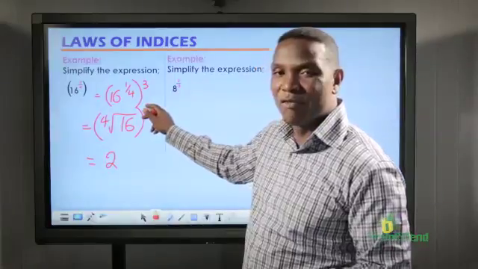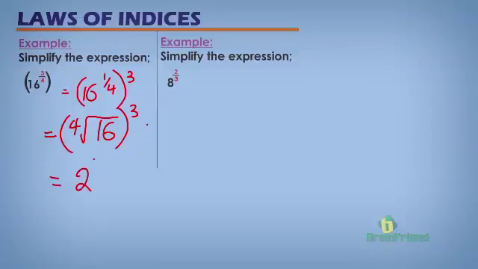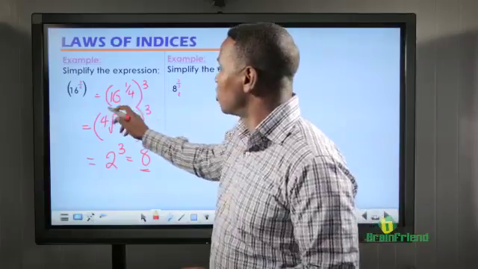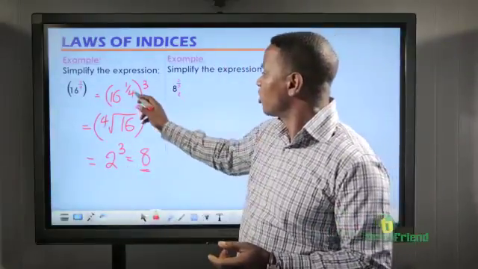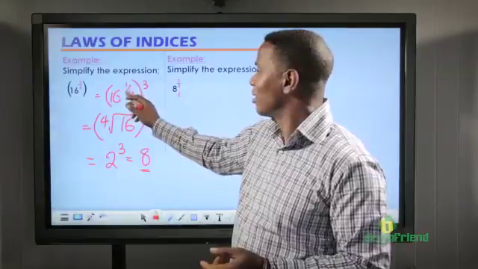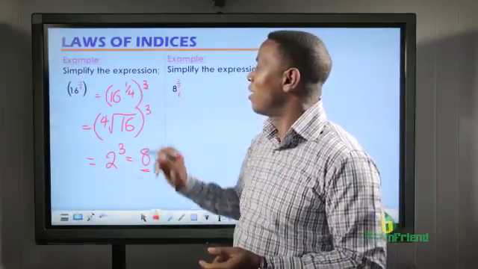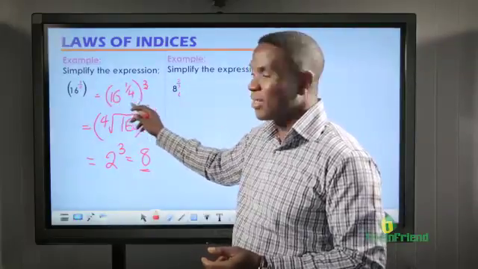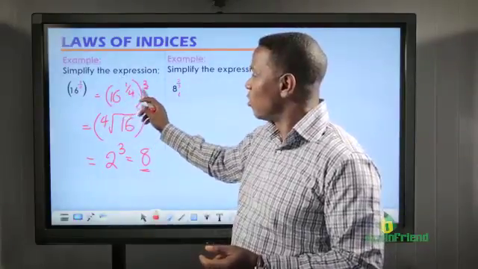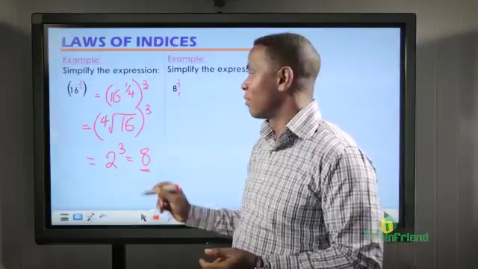But remember, we still have a power out there in the bracket. So this gives us 2 raised to the power 3. And this, of course, gives us 8. Alright, a quick one. When you have a situation where you have a combination of fractional powers and a power, it is better that you solve the fractional part first before you raise it to a different power.